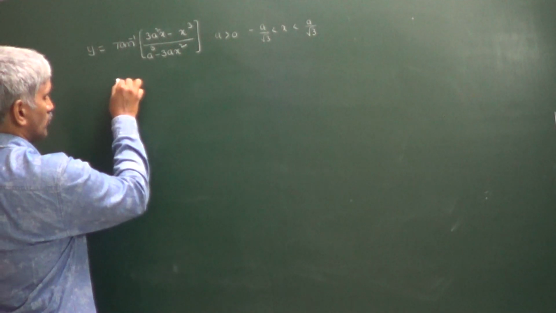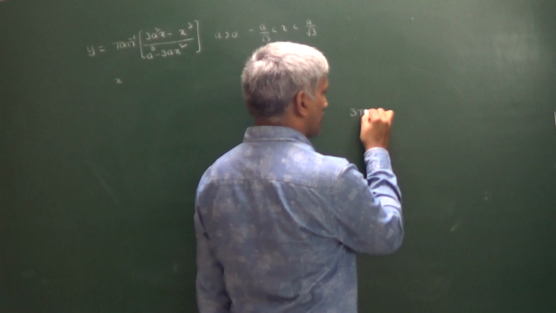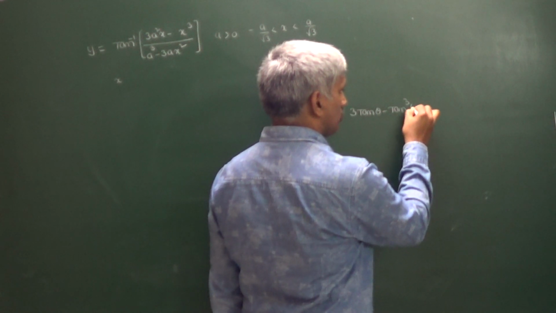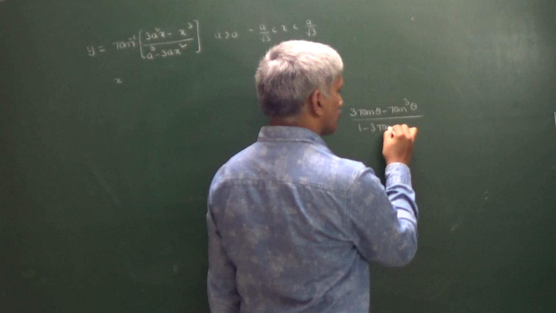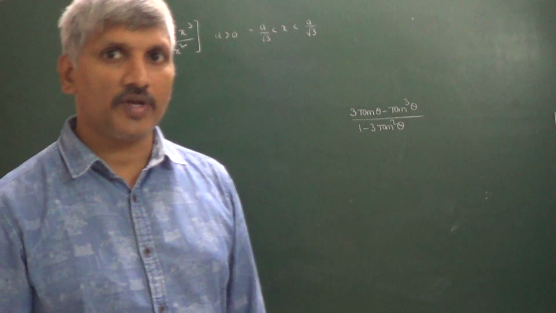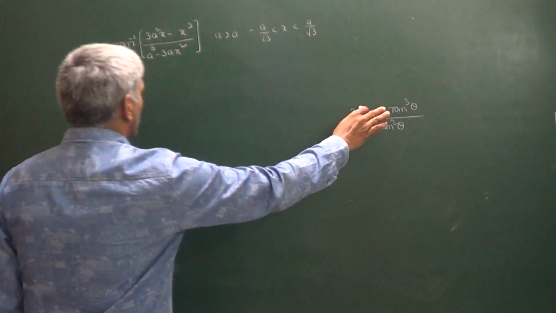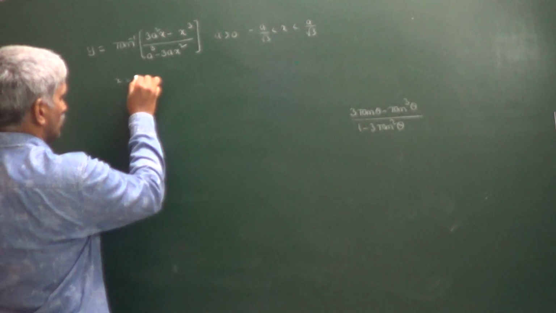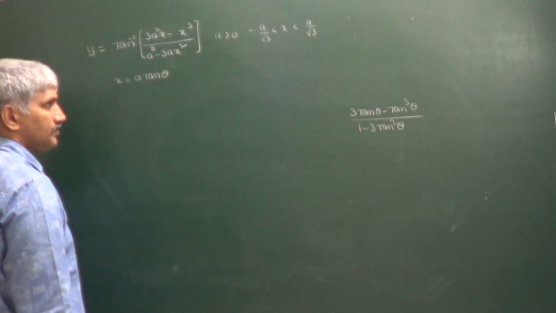So what to do here? I am taking the substitution as, because you will get an idea only if you know this particular formula: 3 tan theta minus tan cube theta divided by 1 minus 3 tan square theta. If you know this formula, definitely you will get an idea what substitution we have to take. Yes, we have to take the substitution as x is equal to a tan theta.